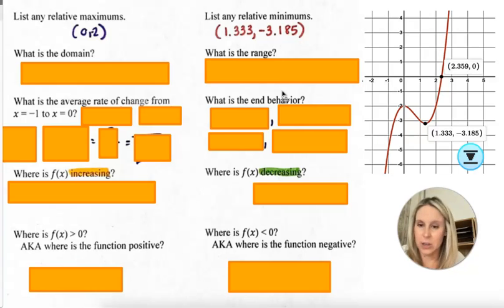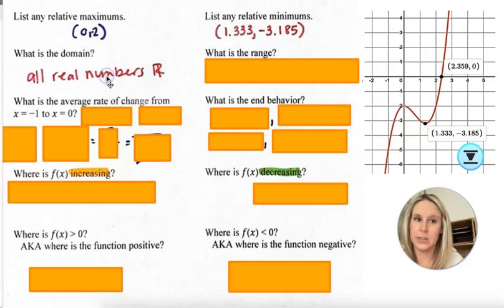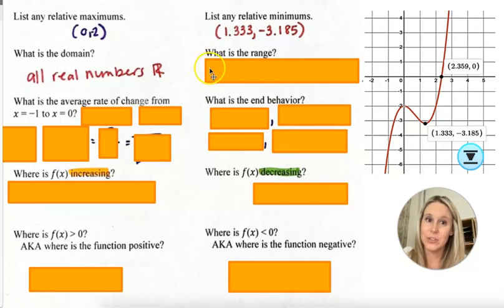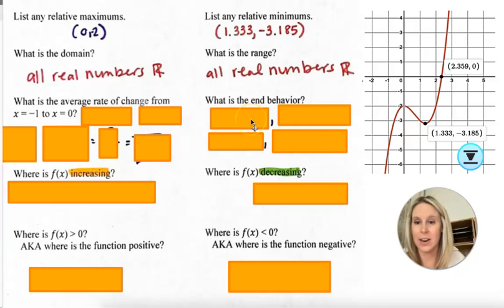Now, domain has always been all real numbers. It will continue to be all real numbers because this graph is going forever left, forever right. So forever, all real numbers. Fun fact, range: this graph is going forever up, forever down. So hey, cubics are going to have all real numbers for both domain and range, which is quite nice.